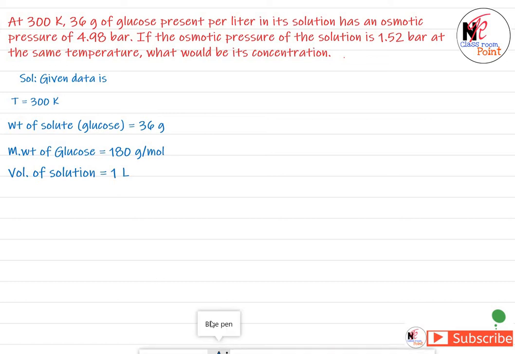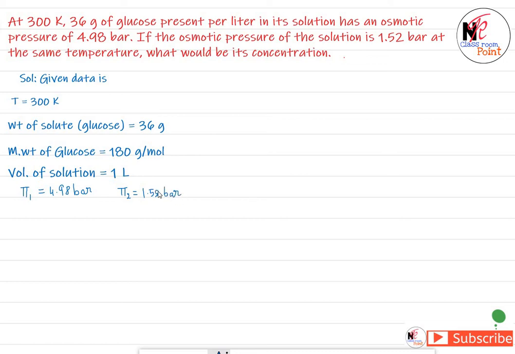Now apart from this, osmotic pressure is given. We know that symbol pi equals 4.98 bar. Similarly, one more osmotic pressure is given, that is for the second part. So this is the complete first part information, and the second part information is almost the same, but they're asking us to calculate the concentration. So let us consider the first osmotic pressure as pi 1. Second osmotic pressure is pi 2, that is equal to 1.52 bar.